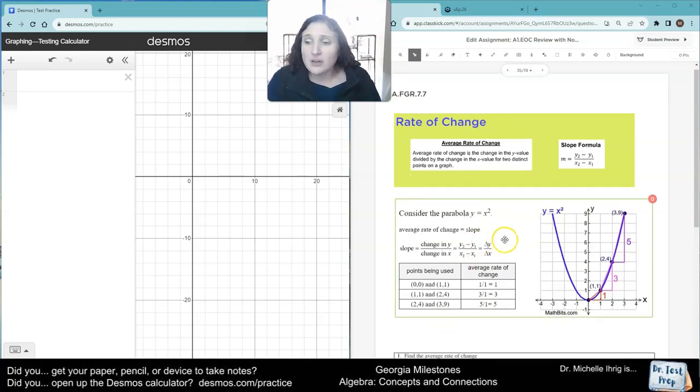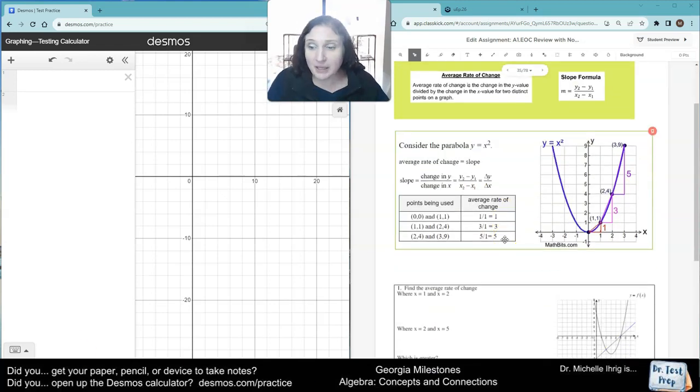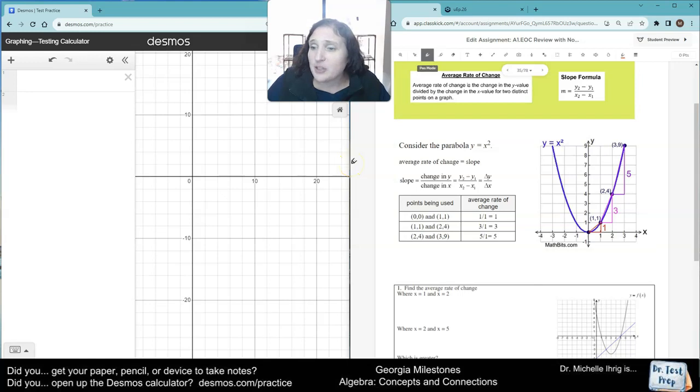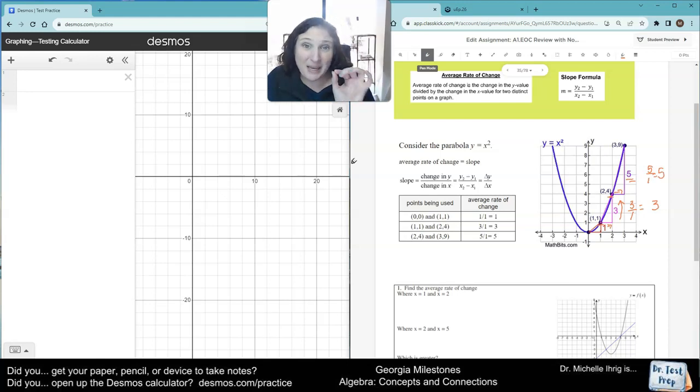So consider this parabola. If we look at this parabola on the right-hand side, we can see that between this point here and this point here, it went up 3 and over 1. So that would be just 3 over 1, which is 3. But when we compare here, it went up 5 and over 1. So that rate of change would be 5. That's why it's so important to pay attention to what points they're telling you.